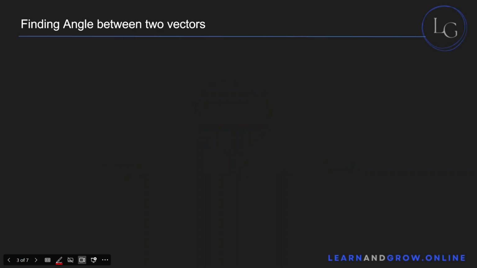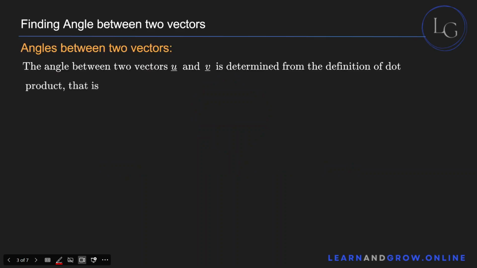Now let's find the angle between two vectors. You can find the angle between two vectors by taking the dot product of the two vectors. As you know, vector u dot vector v is equal to the magnitude of u multiplied with the magnitude of v and the cosine of the angle between the two vectors, right?